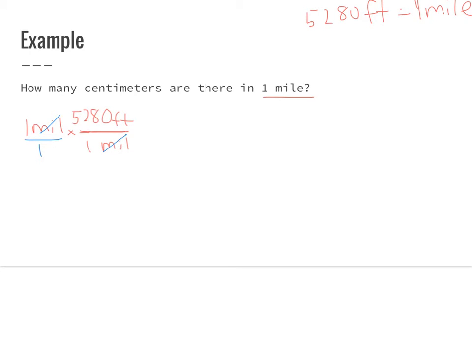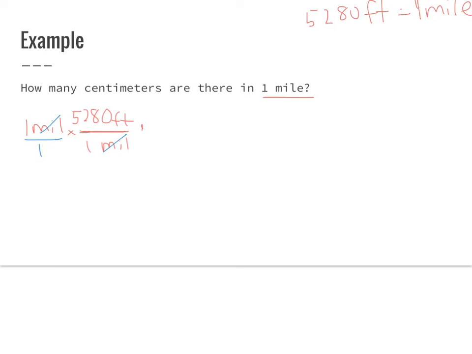Now, if we were to stop right here, our final units for our answer would be in feet, since feet are the only units that are not canceled off. Okay, but the question is not asking us for how many feet there are in a mile, it's asking us for how many centimeters are in a mile. And so therefore, we need to keep going.